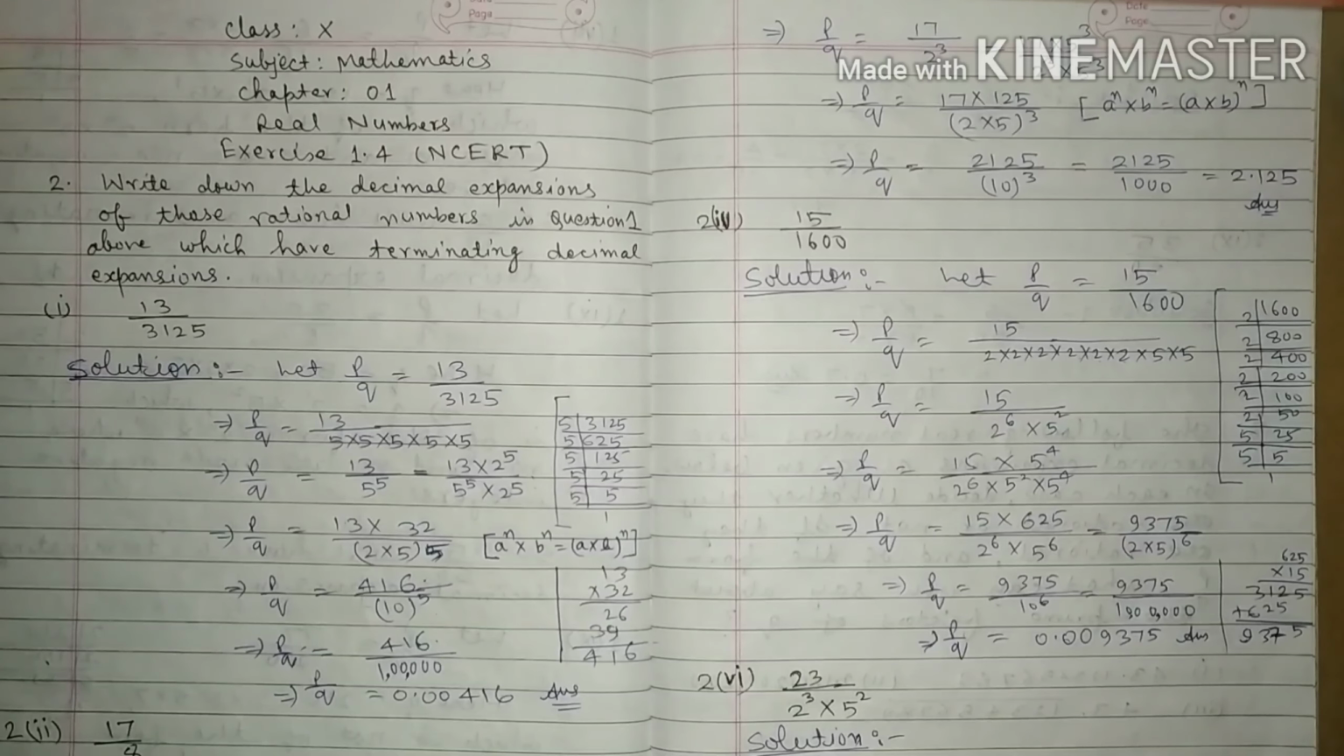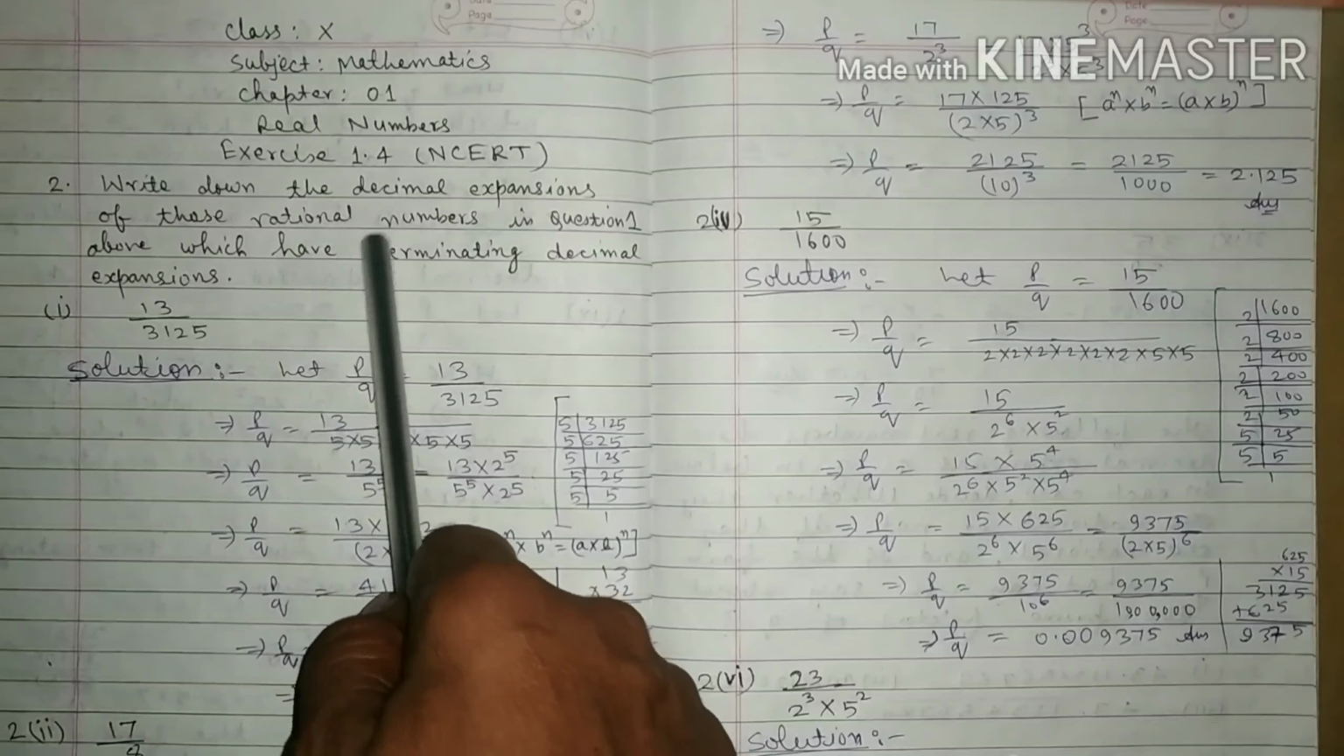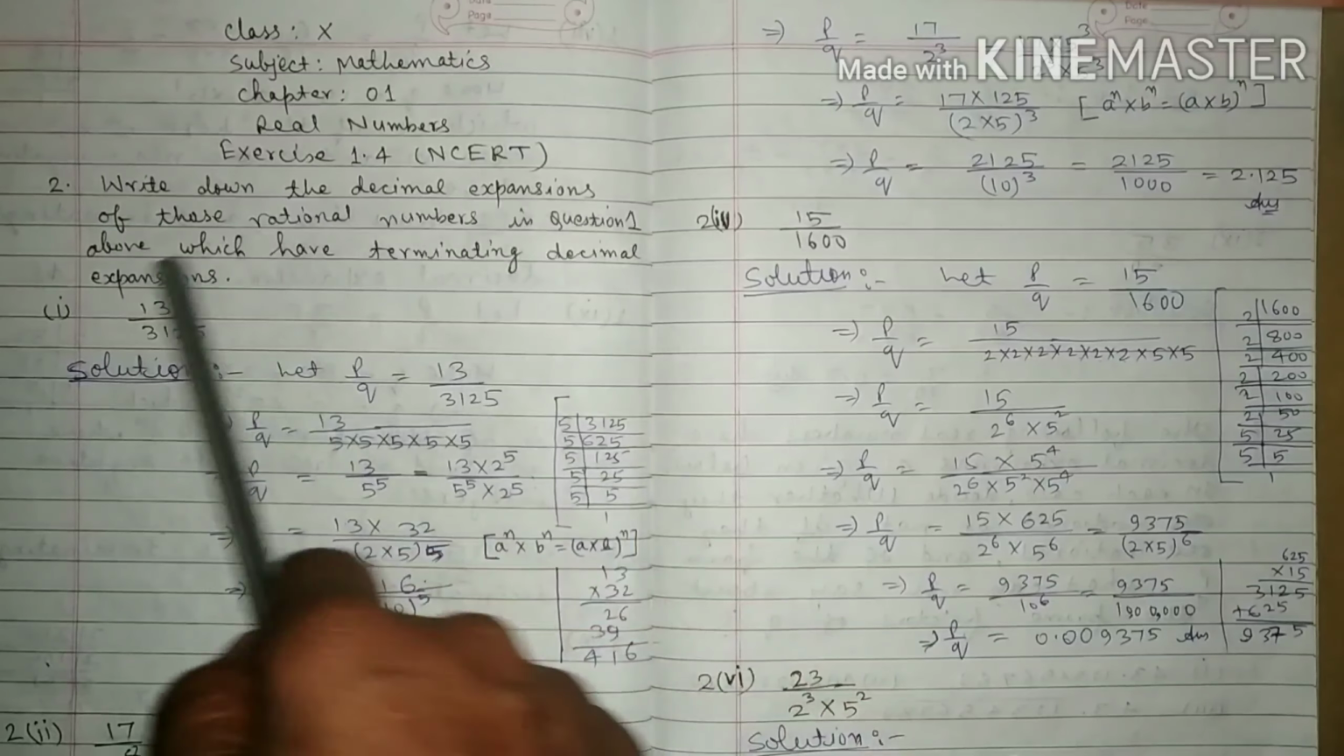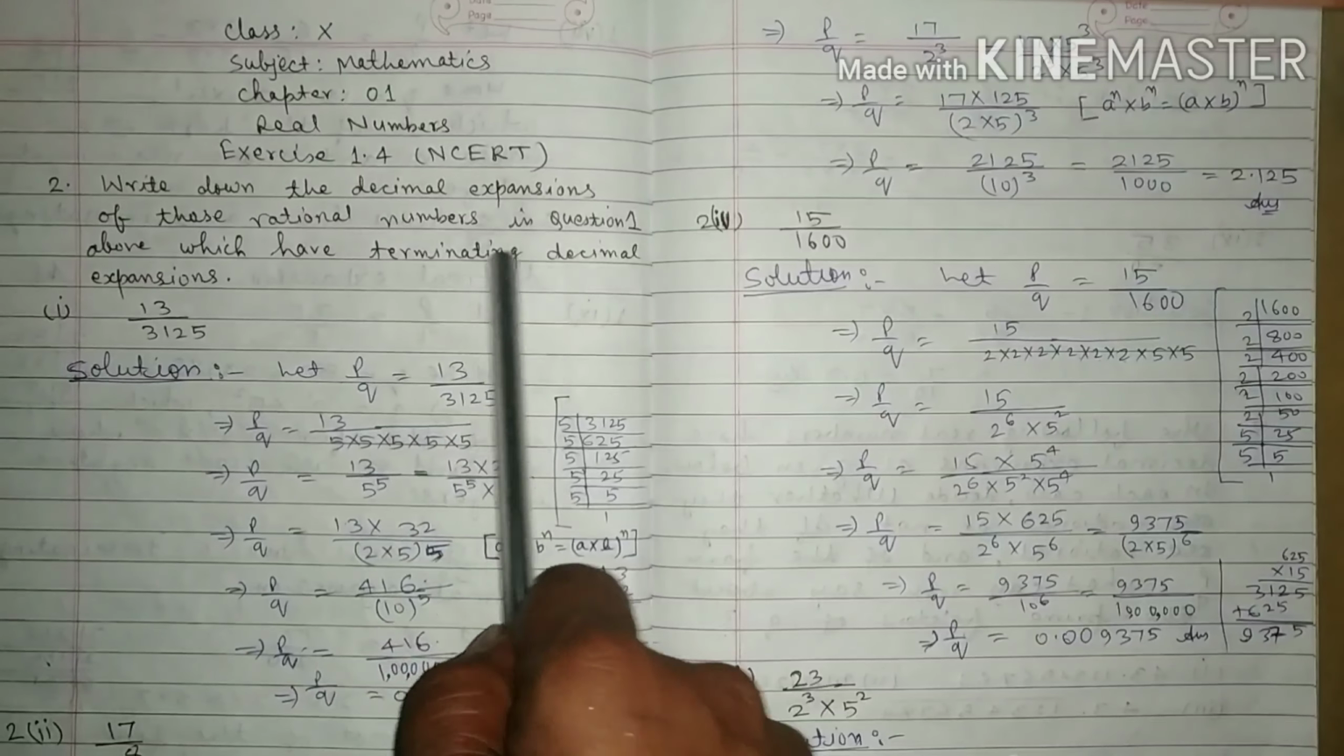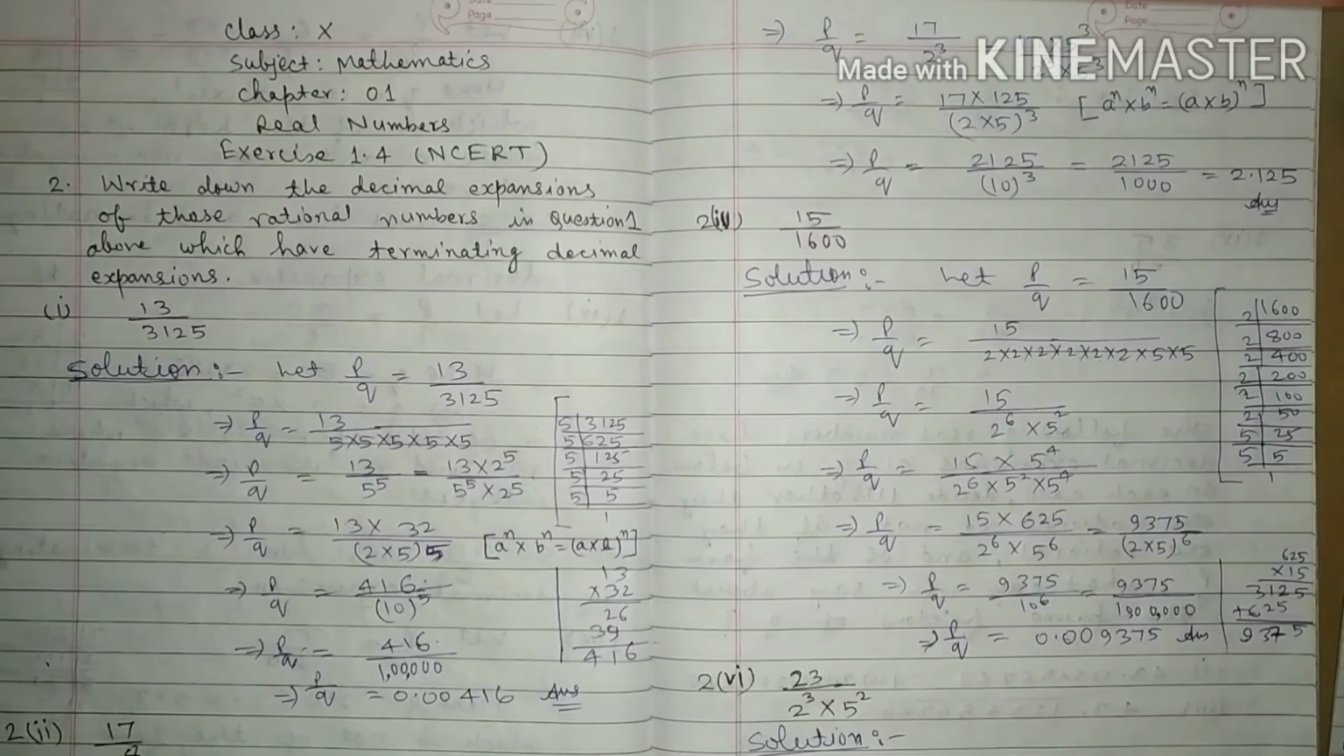My dear students of class 10, I am going to start chapter 1, Real Numbers, exercise 1.4 of the NCERT book. Question number 2: write down the decimal expansions of those rational numbers in question number 1 above which have terminating decimal expansion. For the solution of this question, we have to write in decimal form those rational numbers of question number 1 which have terminating decimal expansion.